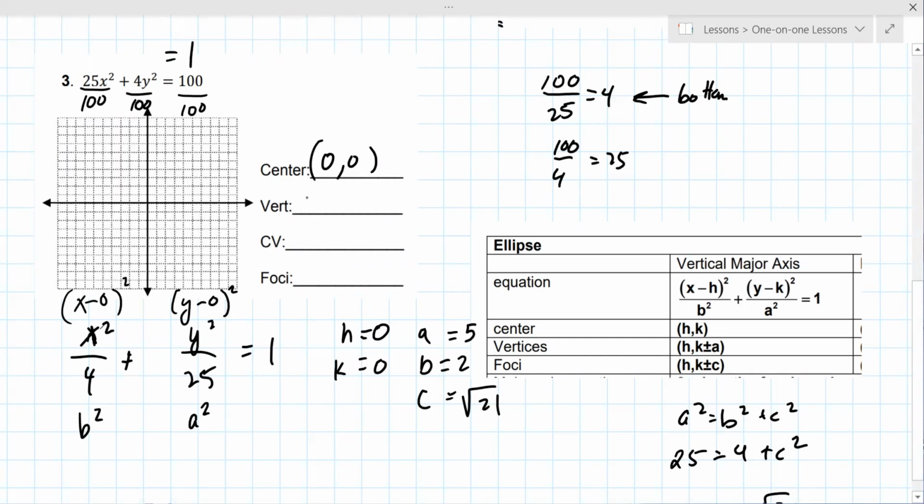So the first vertex is 0, comma, and then it's 0, comma, because H is 0. K plus A, so K is 0 plus A is 5, minus A is minus 5.